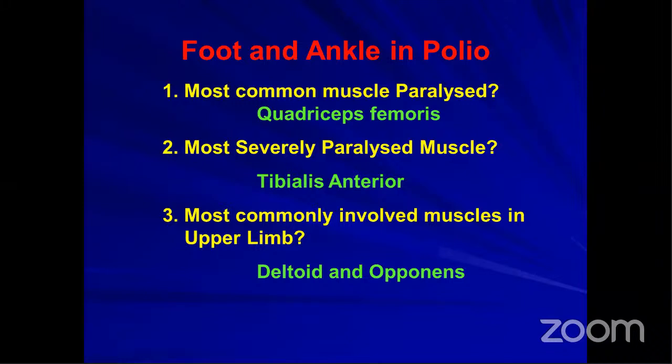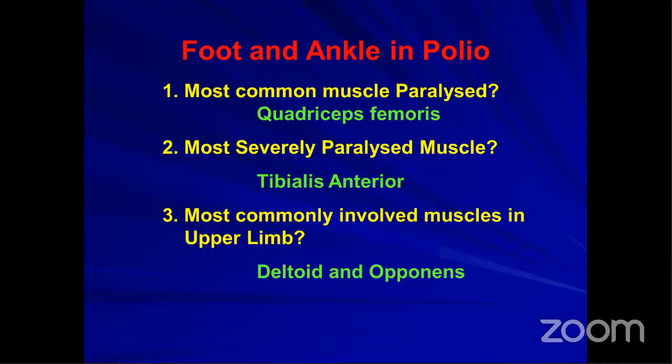In polio of the lower limb, the most commonly paralyzed muscle is quadriceps femoris. However, the most severely paralyzed muscle, which is important for the postgraduate, and which causes a foot deformity, is tibialis anterior. So older examiners like me are fond of asking, why is tibialis anterior the most commonly paralyzed muscle? The answer is that tibialis anterior has a short representation in the spinal cord. So if the anterior horn cells in that area are affected by the polio virus, you have a total paralysis of tibialis anterior. And the next question is, which segment is that?